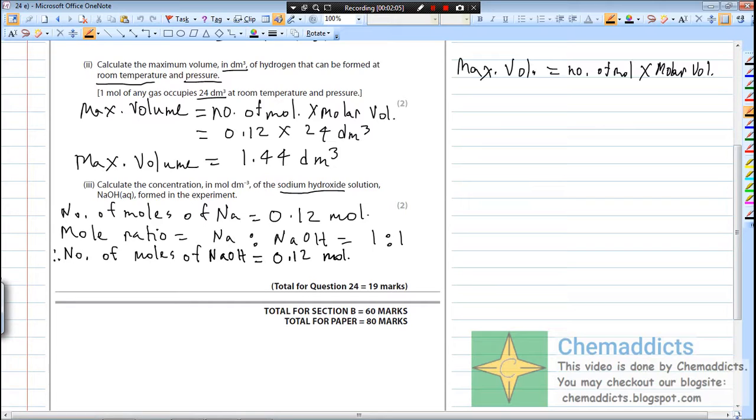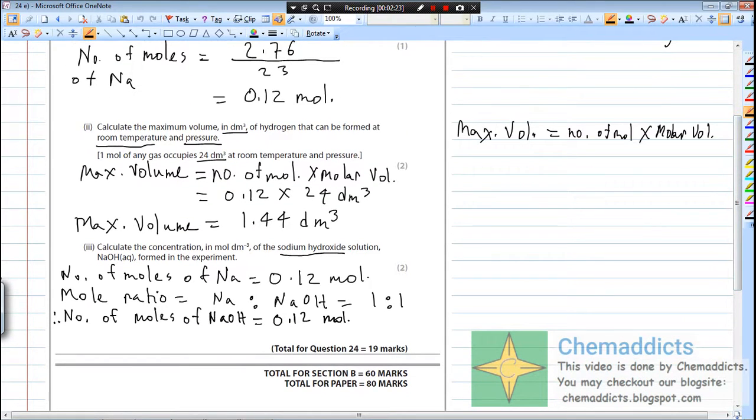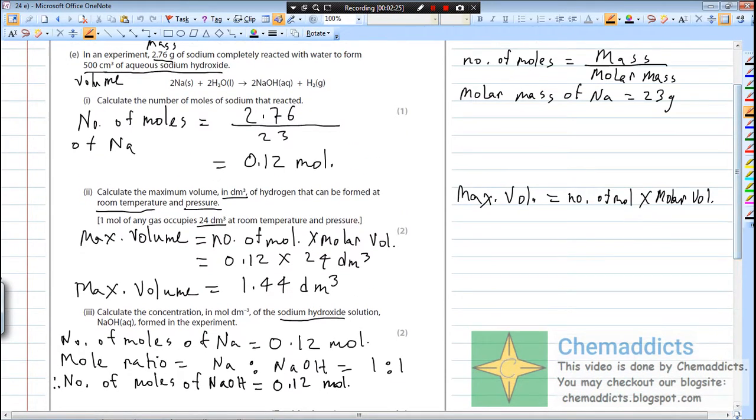Not this one, this is in gaseous form and this is in liquid form, so we can't use this volume over here. We are going to use the volume that is mentioned in the question. The volume of aqueous sodium hydroxide is given, which is 0.5 dm cube. So the volume of sodium hydroxide used here is 0.5 dm cube. We have found it from the given question.